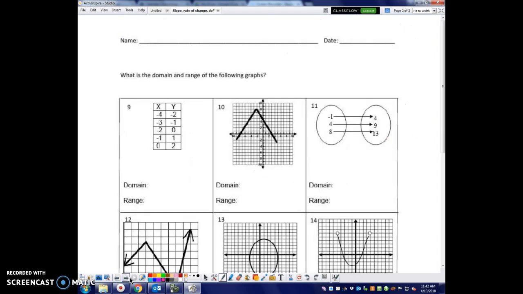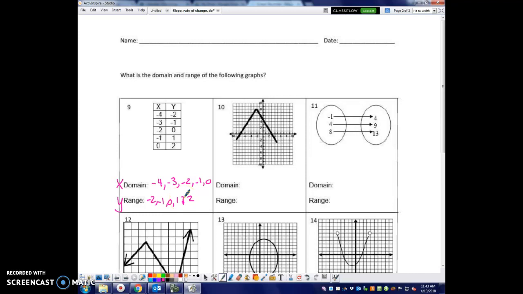Next page. Okay, we're going to look at some domain and range. So I just want to do number 9 with you. So the domain is always x, range is always y. So the domain here are just the x coordinates. The range is just the y coordinates. So the domain would be -4, -3, -2, -1, 0. The range is -2, -1, 0, 1, 2. Okay, so that's how that would go.